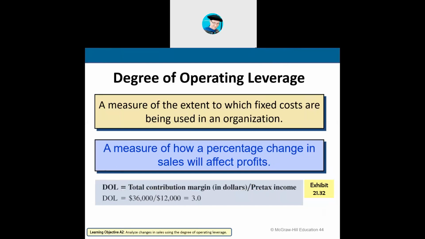Now, operating leverage shows us to what extent our fixed costs are being used in the organization. And we take our total contribution margin in sales dollars divided by our pre-tax income to give me my degree of operating leverage. It's not used very much, but it's good to know.